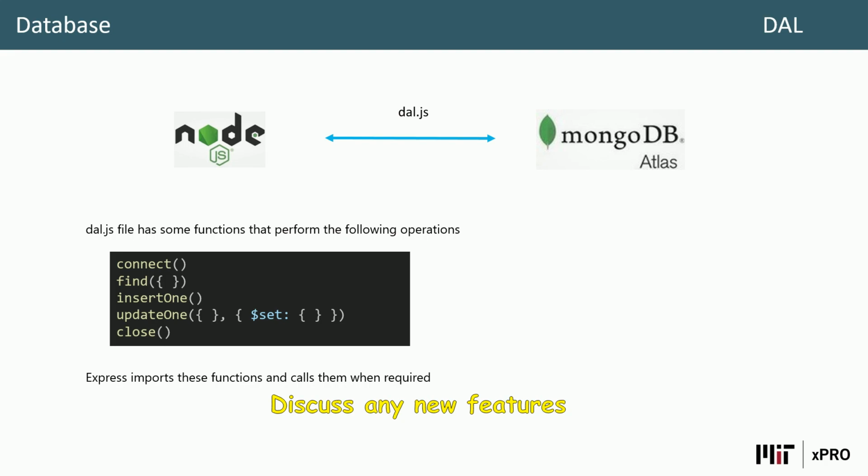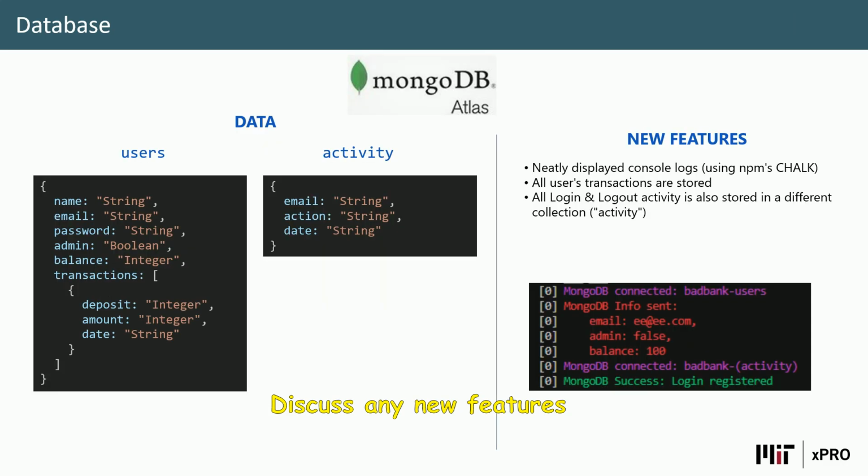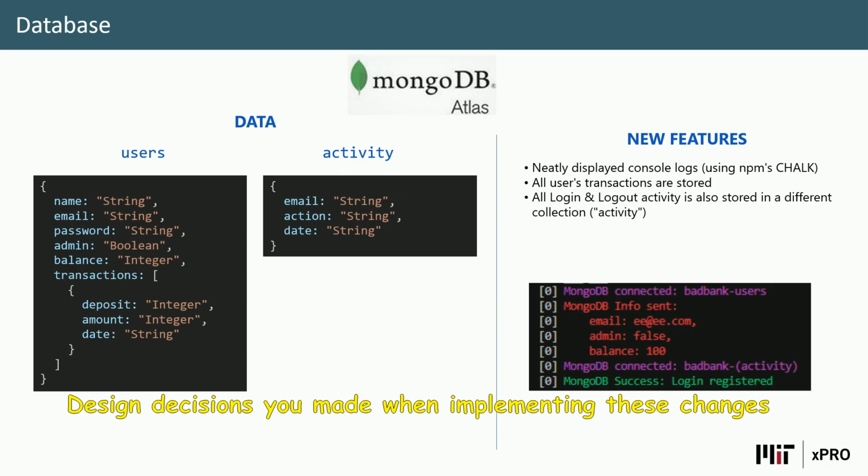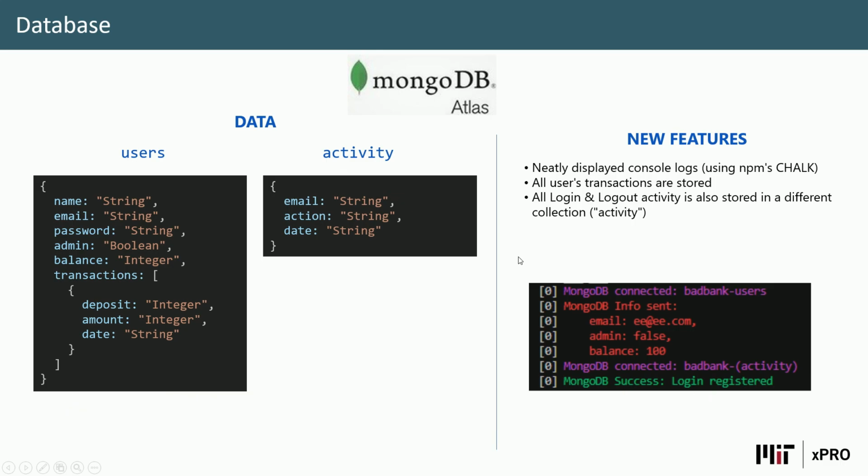Now I will discuss any new features that I developed for the database or DAL. I used Chalk to display the logs clearly or neatly. All transactions are stored in the database, and all login and logout activity is also stored in the database. And the design decisions. So I designed it this way so I can know when my app was or will be graded.